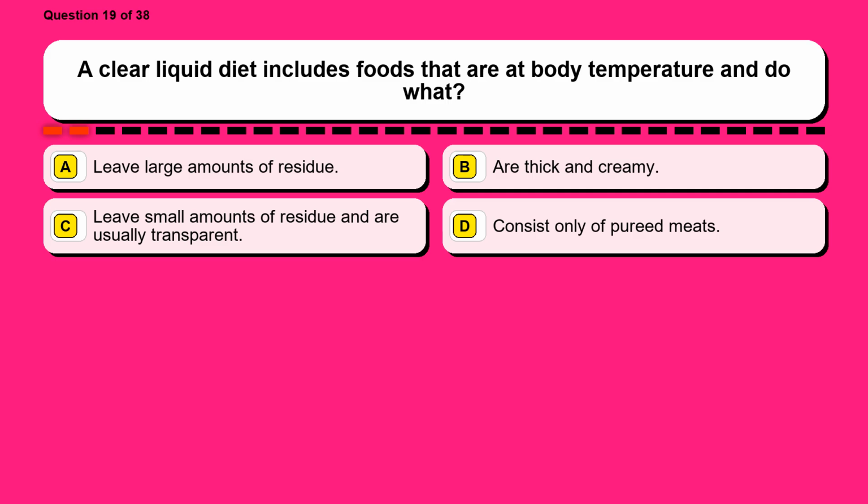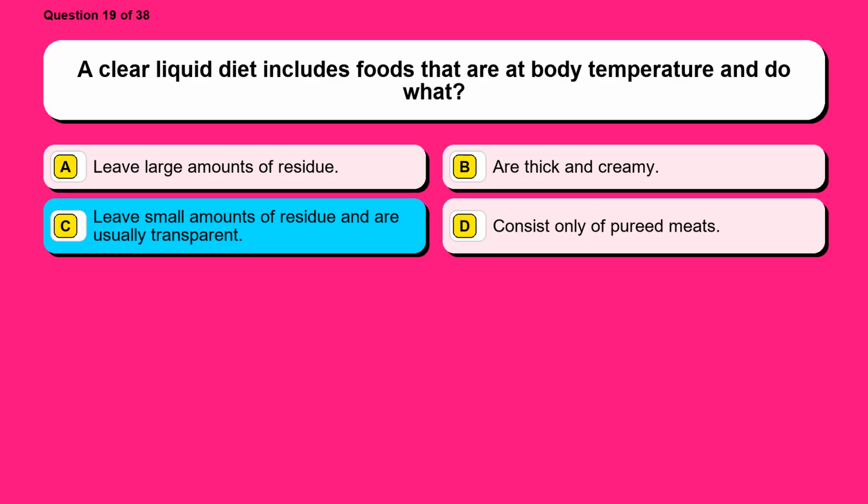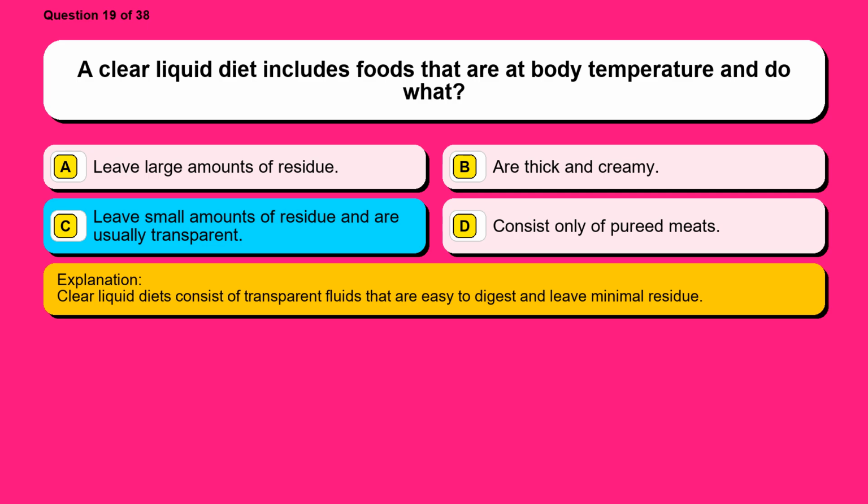Question 19. A clear liquid diet includes foods that are at body temperature and do what? Option A, leave large amounts of residue. Option B, are thick and creamy. Option C, leave small amounts of residue and are usually transparent. Option D, consist only of pureed meats. The correct answer is option C, leave small amounts of residue and are usually transparent. Clear liquid diets consist of transparent fluids that are easy to digest and leave minimal residue.